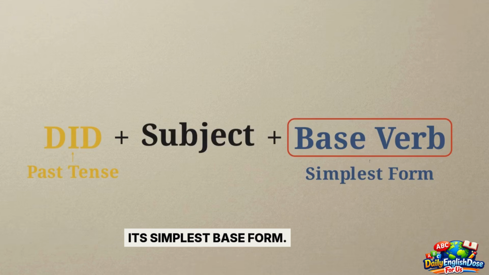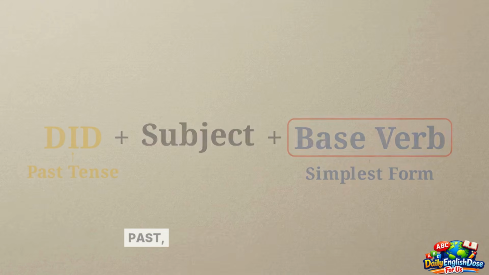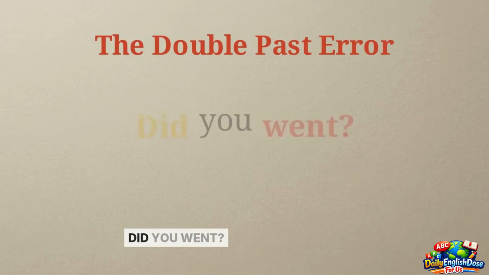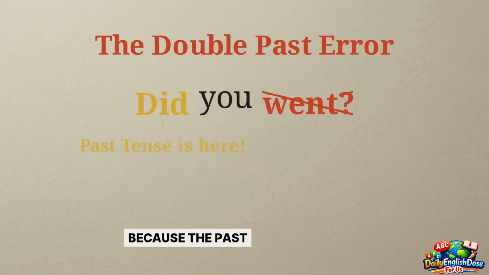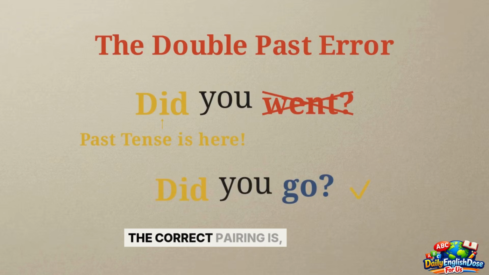its simplest base form. This is where many learners stumble by creating a double past. You don't say, did you went, because the past tense is already present in the word did. The correct pairing is, did you go?